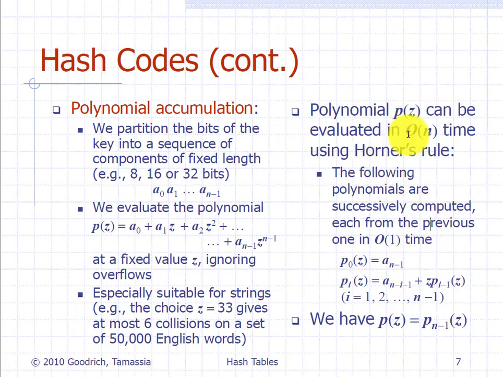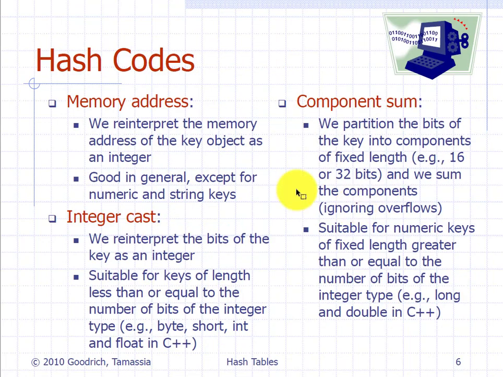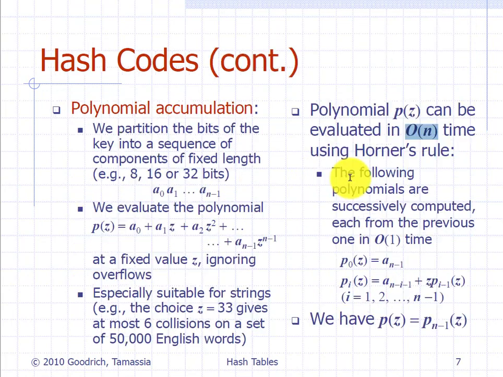So O(n) is greater than O(1), right? But it can be done. This also has its merits. Like I said to you at the beginning of this lecture, I can't tell you which of these is better, whether it's using the memory address, integer cast, component sum, or polynomial accumulation. That's the reason why we have different ways of doing this. It depends on the application.